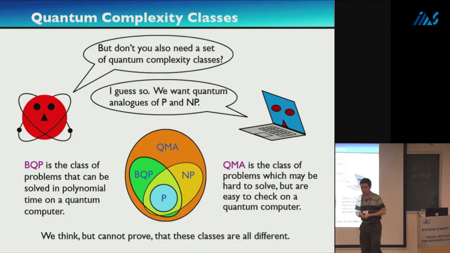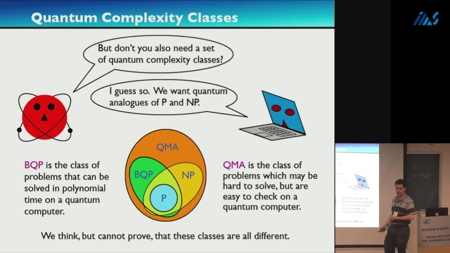Okay, so now let's start to talk about quantum. I talked already a bit about P and NP. But of course, if we want to talk about quantum problems and quantum Hamiltonians, we should start to think about quantum complexity classes as well. So BQP, you probably know, is the quantum analog of P, the class of problems that can be solved in polynomial time on a quantum computer. QMA is the quantum analog of NP. That's the set of problems that can be checked in polynomial time on a quantum computer, although finding the answer might be hard.